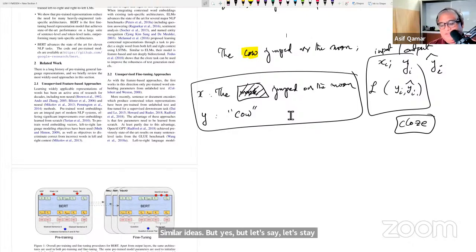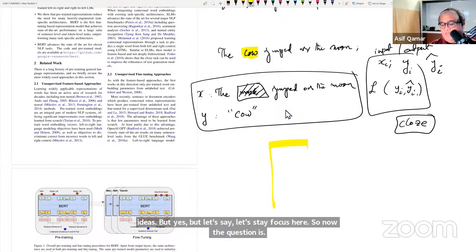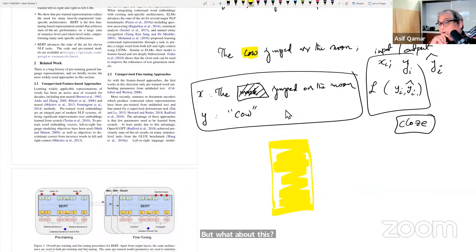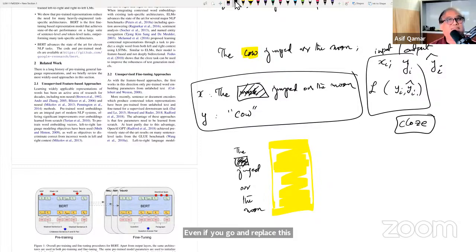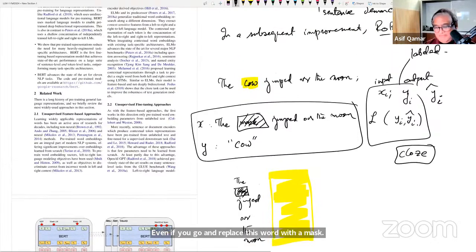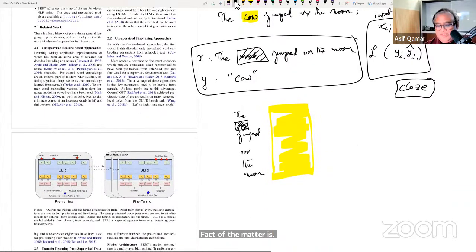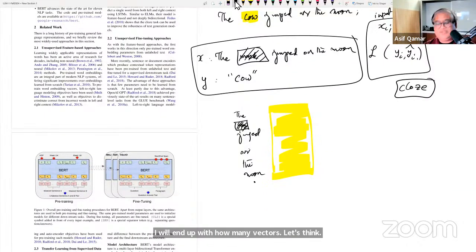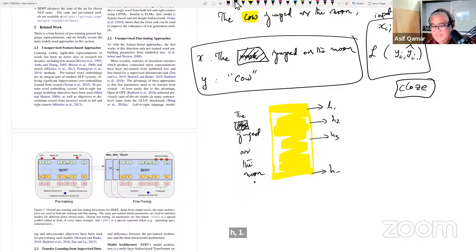So now the question is, but what about this? When you give it to an encoder, you give it the sentence, the cow jumped over the moon. Even if you go and replace this word with a mask, fact of the matter is, I will end up with how many vectors? Let's think. 1, 2, 3, 4, 5, 6. And then there's a full stop. 7 vectors, right? So I'll end up with H1, H2, H3, up to H7, isn't it?